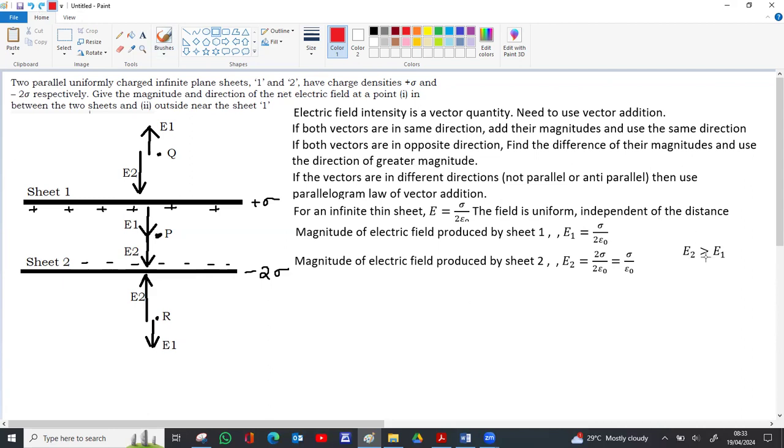So it's very clear E2 is greater than E1, because this is 2 times sigma by 2 epsilon 0, and this is sigma by 2 epsilon 0. We need to know which is greater to decide the subtraction, from which one to which one, in the next 2 cases.